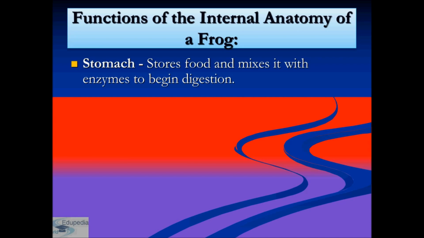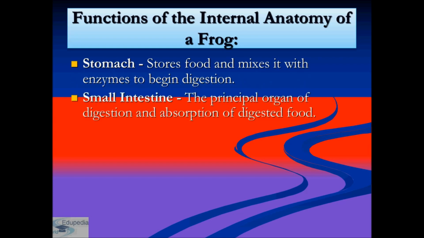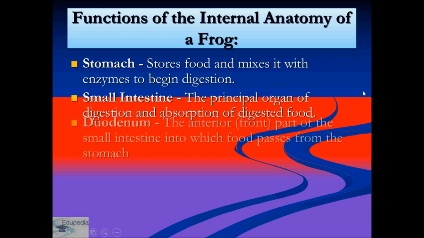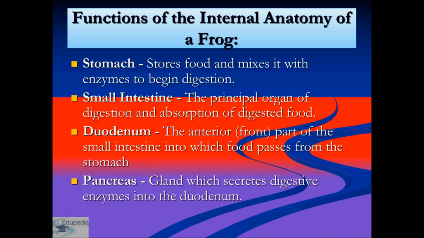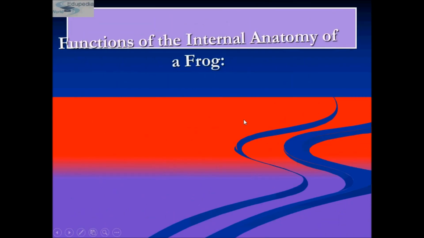First comes the stomach. The stomach is used to store food and mix it with the enzyme to begin digestion. And then comes the small intestine. The small intestine is the principal organ of digestion and absorption of digested food. Then comes the duodenum. The duodenum is the anterior front part of the small intestine into which food passes from the stomach. And then comes the pancreas, which secretes digestive enzyme into the duodenum. Then comes the gallbladder, which stores bile.